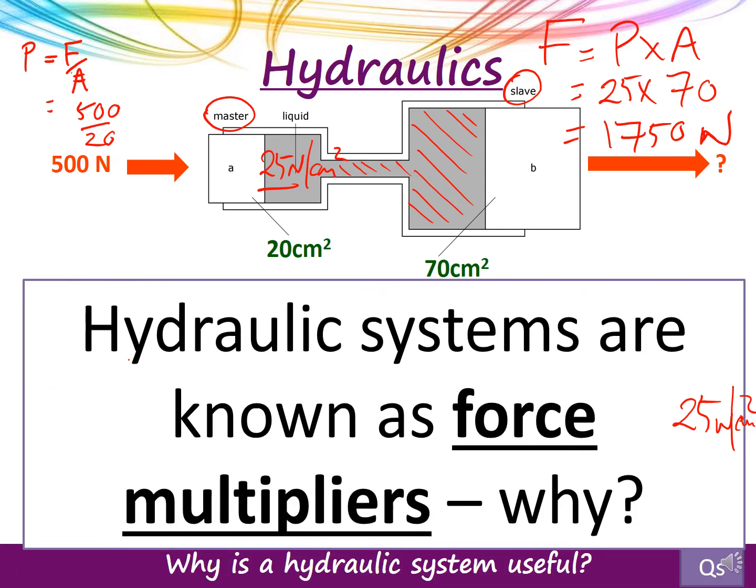Our next question is that hydraulic systems are known as force multipliers. So why are they known as force multipliers? Well, we started off with 500 newtons, and now we have 1,750 newtons. So a force multiplier is something which converts a small force into a much larger force.